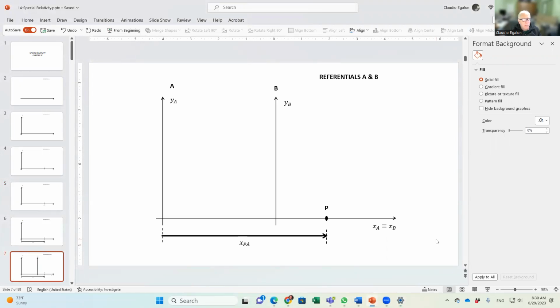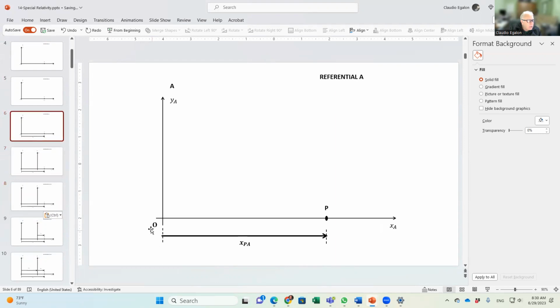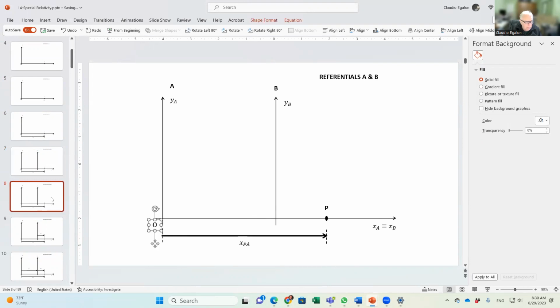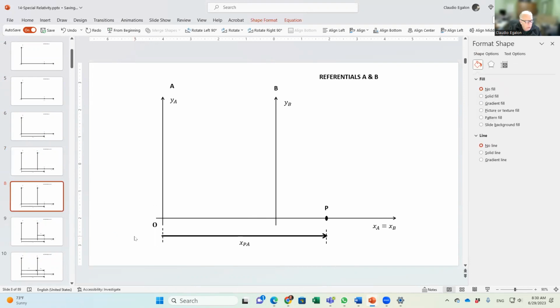Then, according to referential B, this point P has a different coordinate or a vector position. Okay, vector position of P with respect to referential B. And, oh, don't forget, something else I'm forgetting here. I have also to add my origin for B as well. Origin for A, origin for B. Well, it's going to come in the next slide, so I do not overwhelm you with notation.